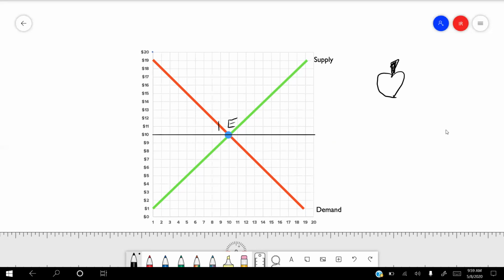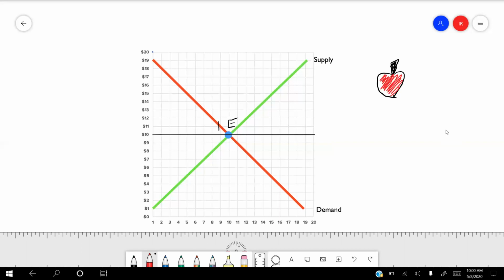I know this is not very realistic, because an apple is not $10 per apple, but we'll just assume this is a good quality apple, maybe an imported apple from Japan or something. We'll see as we go along when we talk about price control.